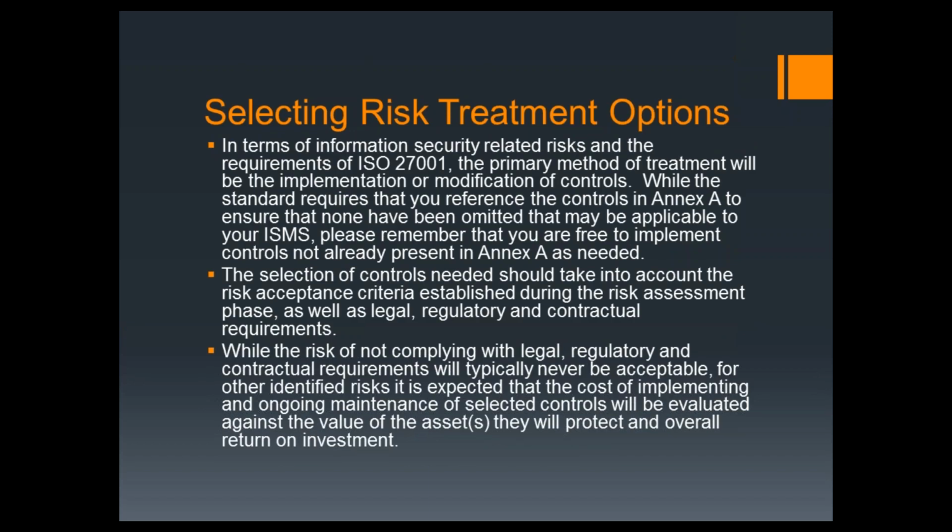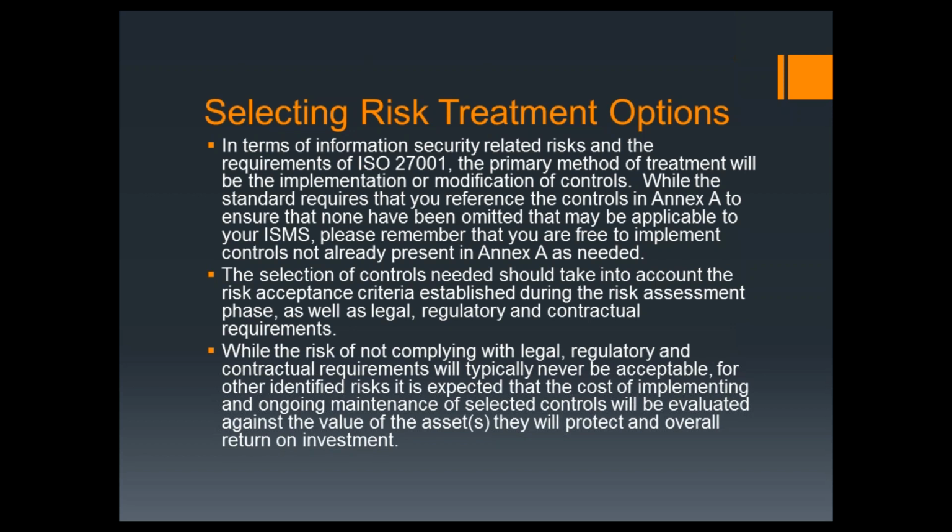Selecting risk treatment options. In terms of information security related risks and the requirements of the standard, the primary method of treatment will be the implementation or modification of controls. While the standard requires that you reference the controls in Annex A to ensure that none have been omitted that may be applicable to your ISMS, please remember and feel free to design and implement any controls that aren't already covered in Annex A. The standard states that, and I would encourage it.